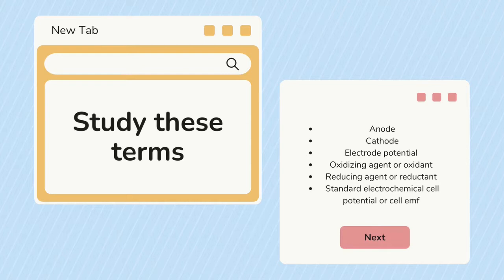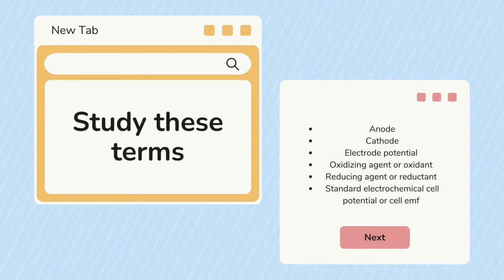Next we have the electrode potential. It quantifies the tendency of an electrode to undergo the process of reduction. Next, we have the oxidizing agent or the oxidant. The oxidant is the one that accepts the electron from the substance undergoing oxidation. Next we have the reducing agent or the reductant. It is the one that gives up electrons to another substance undergoing reduction.